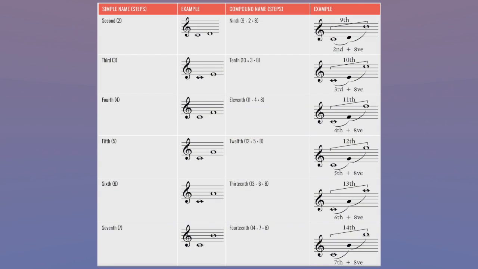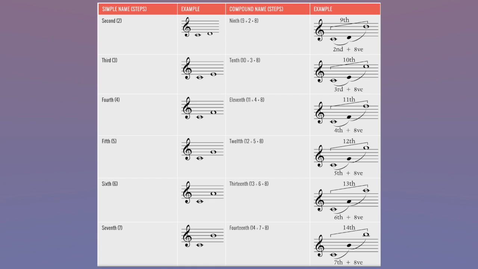Intervals don't all occur within the space of an octave. Sometimes they're larger. We call intervals larger than an octave a compound interval. That is, the smaller, or less than an octave, interval name adding to the octave. This chart comes from page 28 and 29 of your textbook, or also from the ebook.